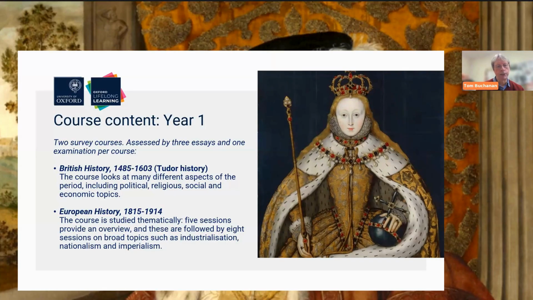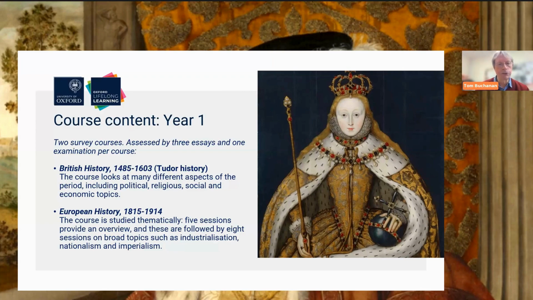The second one is European history, 1815 to 1914. We study that thematically. The first 5 sessions give you an overview, and then the remaining 8 sessions look at, you might say, thematic topics. So we look at topics such as industrialization, nationalism, imperialism, and so on.